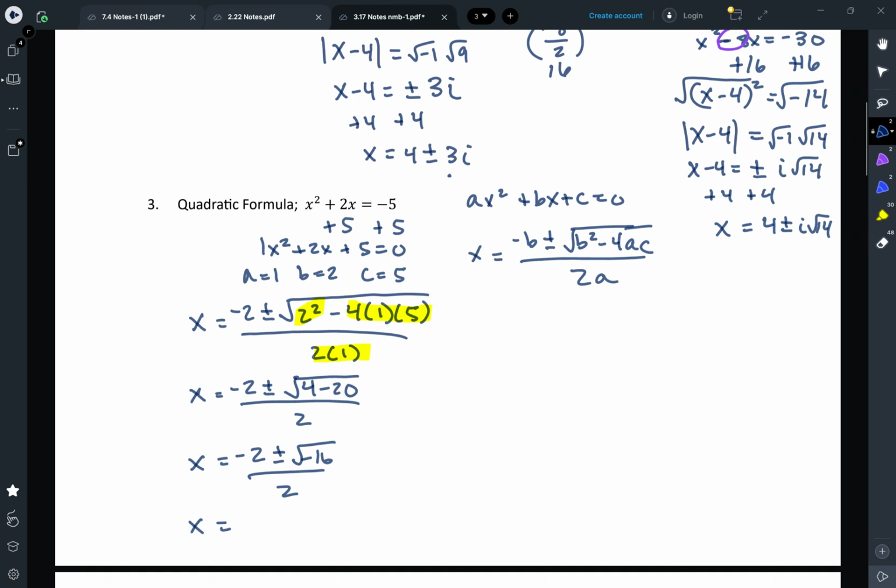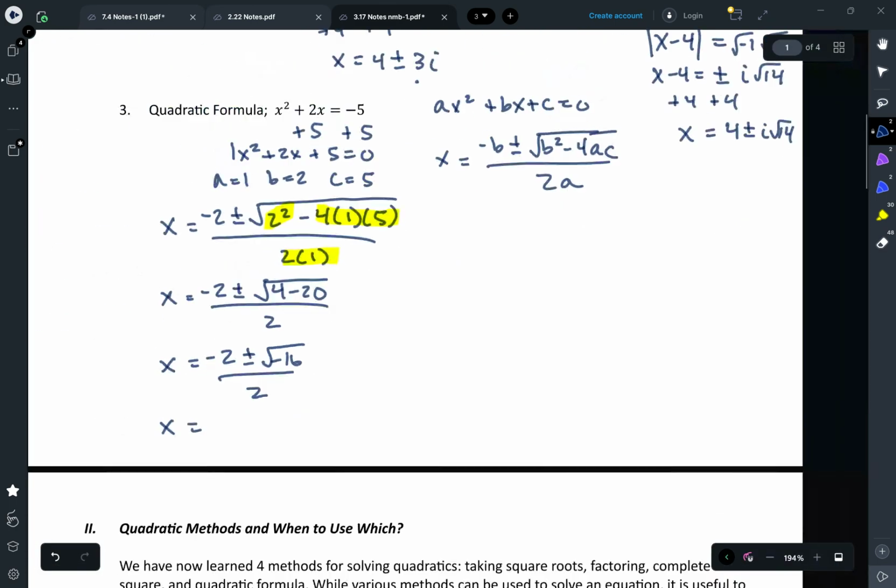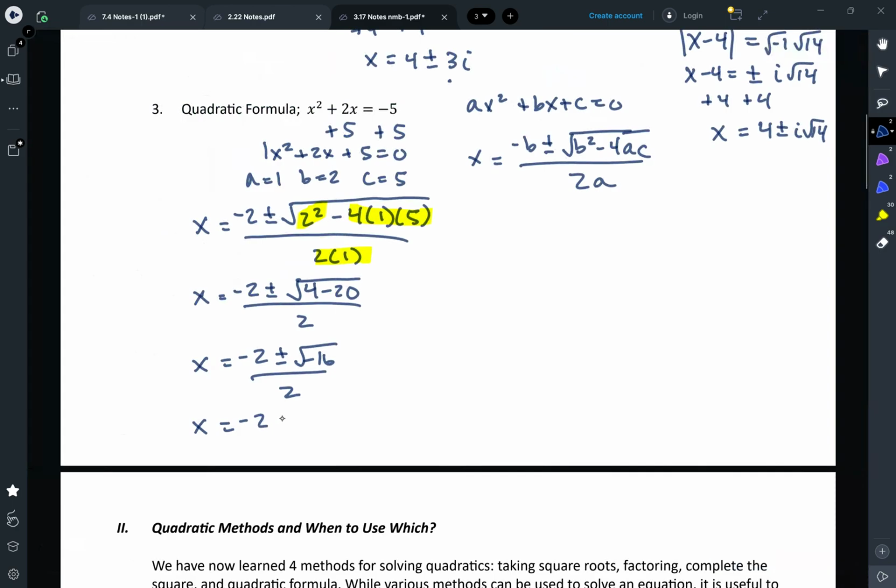Okay, so square root of a negative 16, remember that's the square root of 16 times the square root of negative 1. Square root of 16 is 4. Since it's a negative, it's just going to be a 4i. So negative 2 plus or minus 4i all over 2. So let's remember how it works when I am taking this whole thing and dividing by 2. I could distribute that division. So I could make it x equals negative 2 over 2 plus or minus 4i over 2. So that's going to be negative 1 plus or minus 2i.